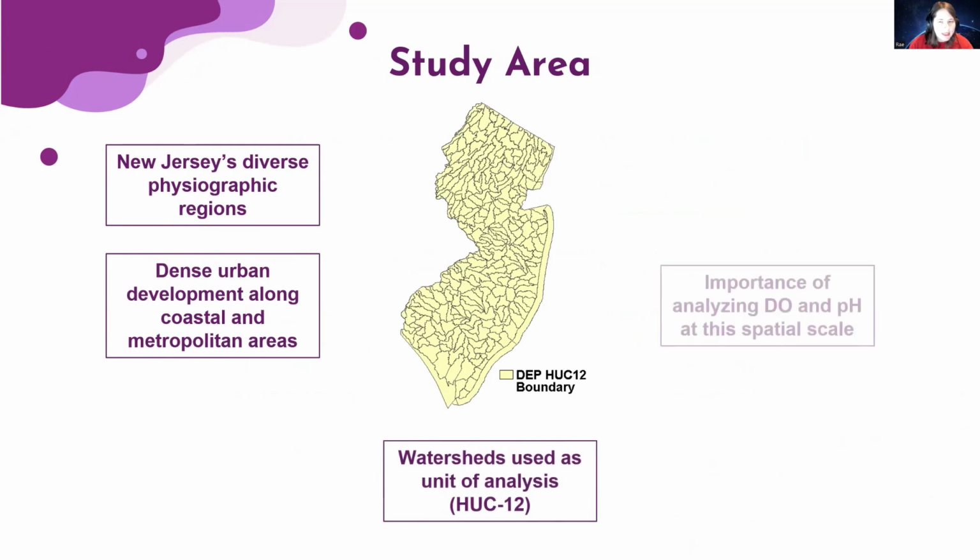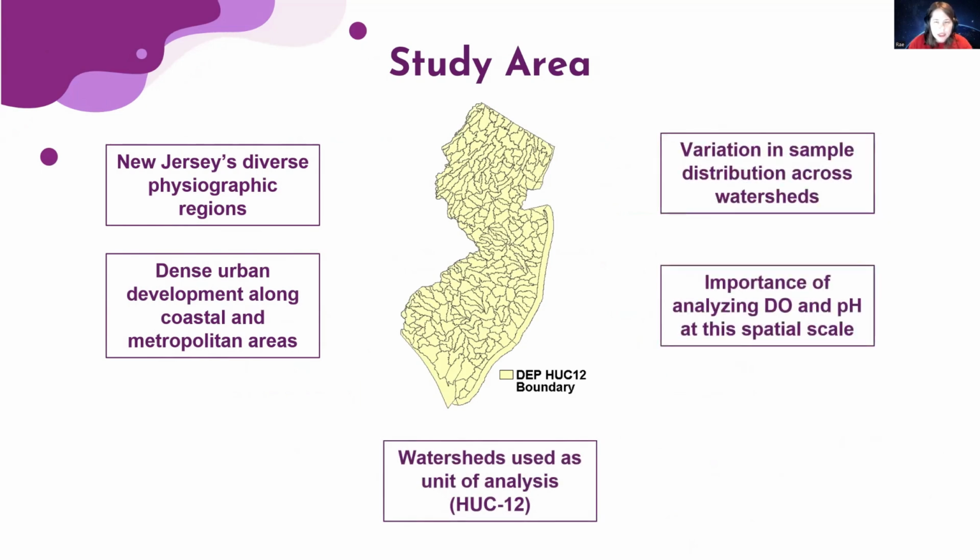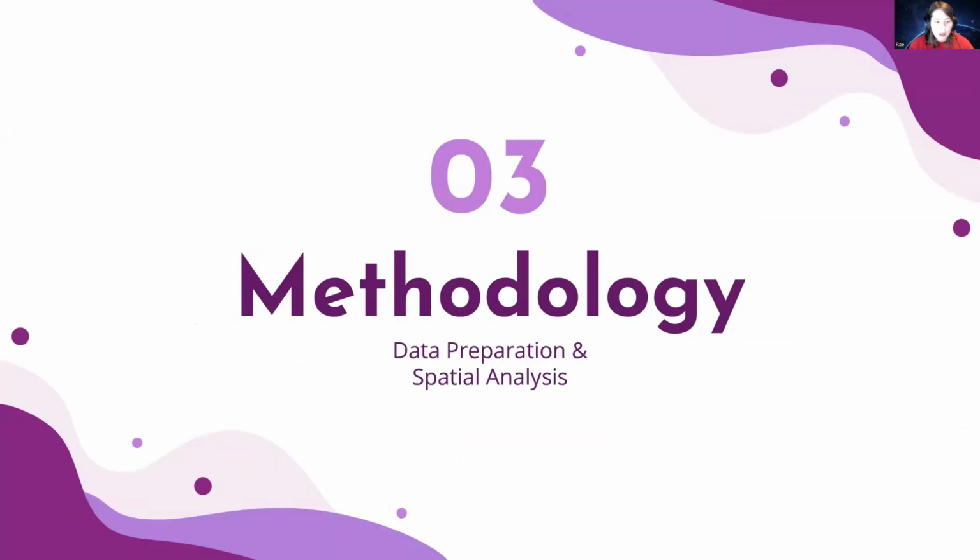New Jersey is an interesting study region because it contains a wide range of physiographic areas, from mountains to coastal plains. It also has a large population concentrated across the coast and metropolitan regions. Watersheds across the state differ not just in size, but also geology, land use, and development intensity. This creates a dynamic setting for assessing spatial variation in DO and pH.